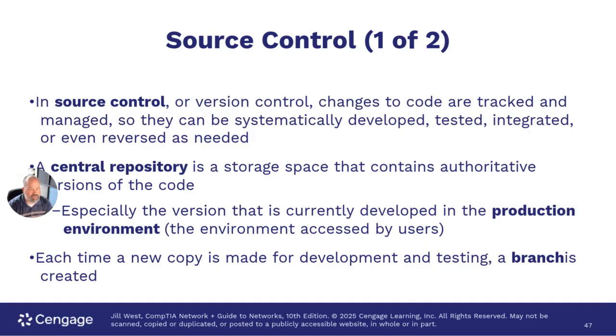So source control is like having a time machine for your code. It tracks and manages changes so you can develop, test, integrate, or even reverse changes as needed. The central repository is like the official library that holds the authoritative versions of code, especially the production version, which is what users actually see. And then when developers make copies for testing, they create branches, which are like photocopies of a book so that multiple people can work on different chapters without interfering with each other.